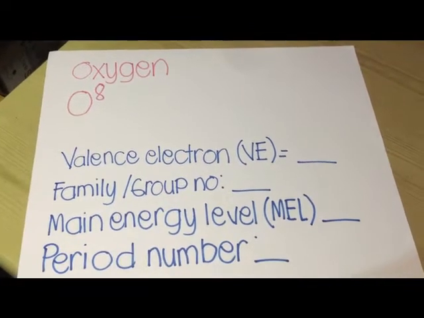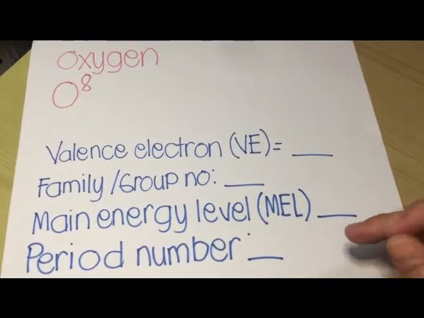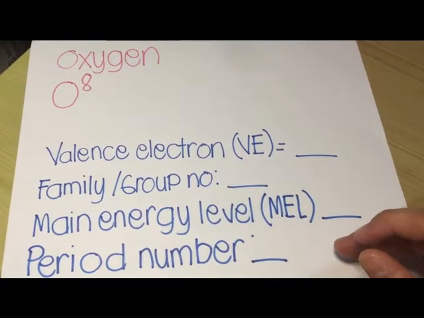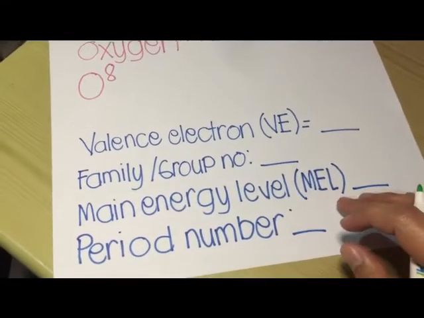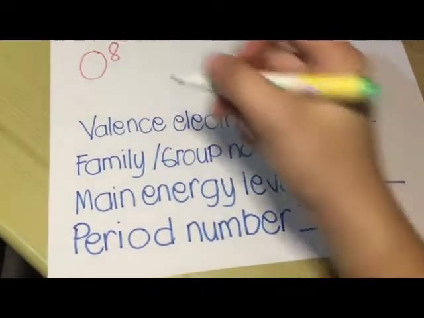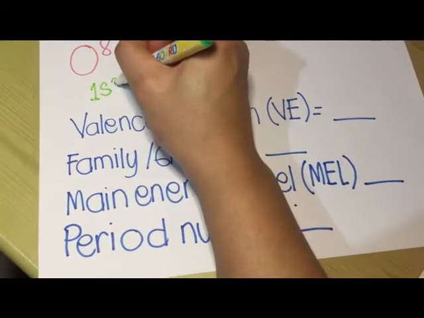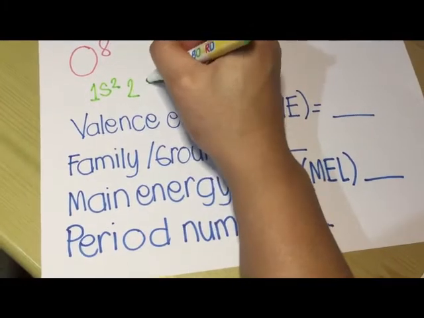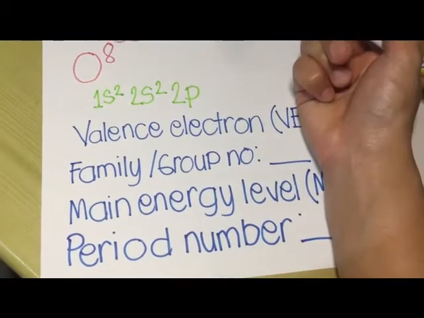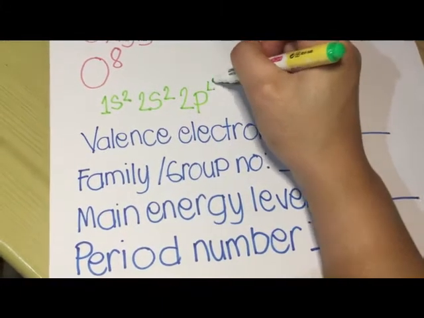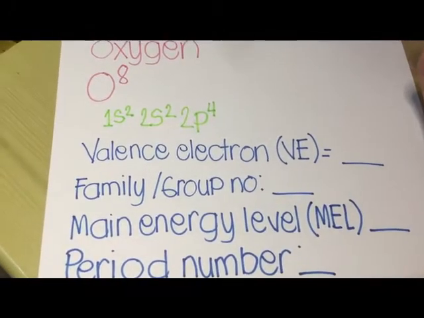Okay, so let's have another example. And we will fill the different information needed in here. So, we have the element oxygen. O is the symbol and 8 is the atomic number. So, gagawin muna natin yung kanyang electron configuration. Again, we will always start with 1s2. Okay, 2s2 and 2p. Ilan na lang ang kulang para maging 8? 4 na lang.